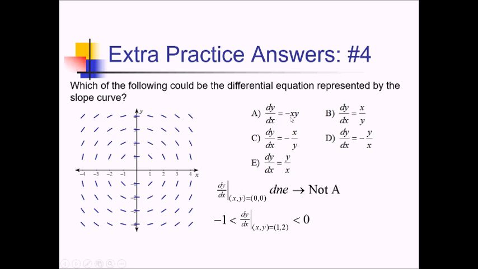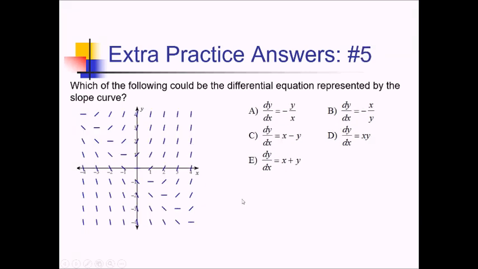So let's see, A was already gone. B, this would end up being 1 over 2, which is a positive number. So we can eliminate B. Same thing with E, that's also going to come out positive. So really it's down to C and D. With C, I've got negative 1 over 2, which is plausible. With D, I would have negative 2 over 1, which is too steep. So I can eliminate B, D, and E, which leaves me with only choice C.